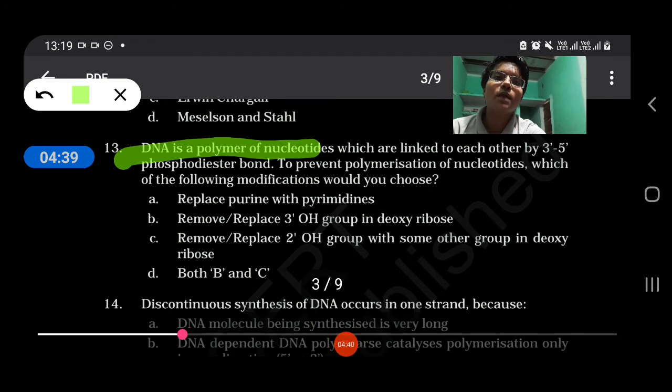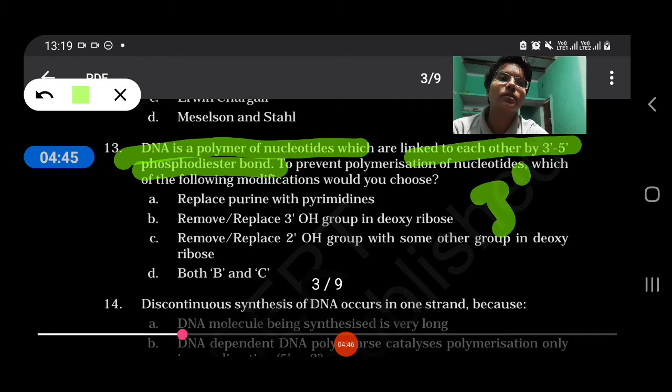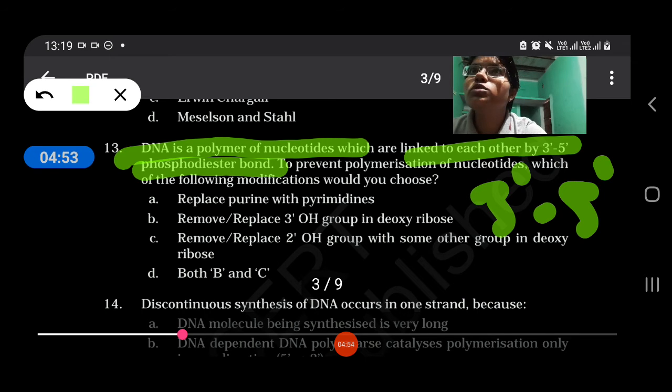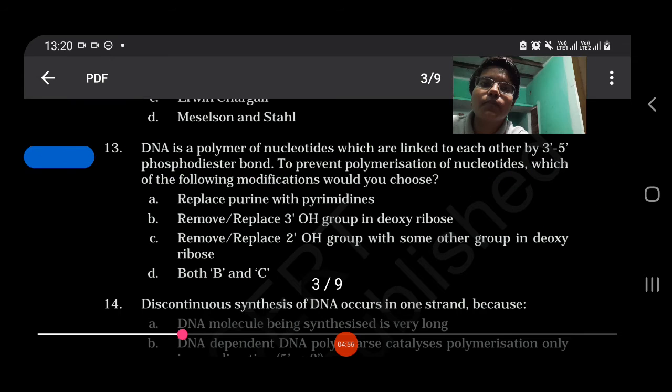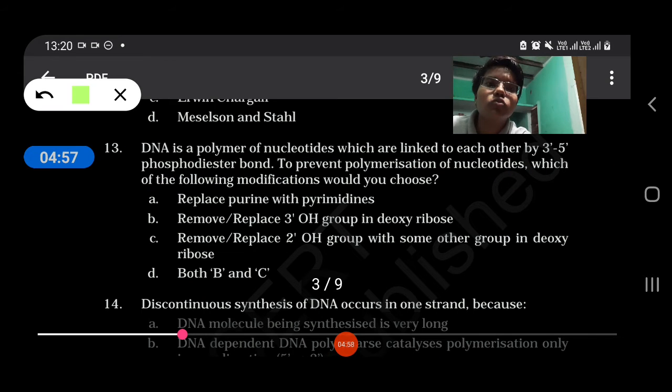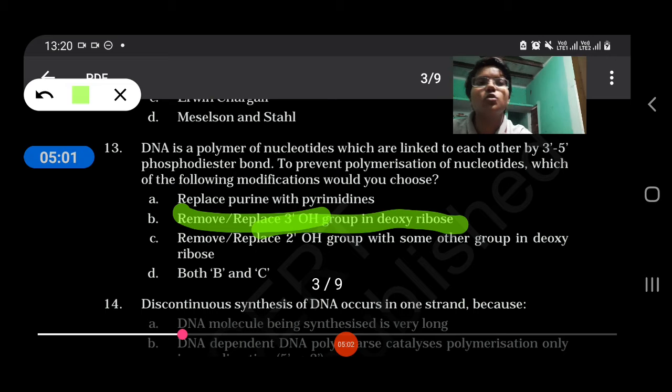DNA is a polymer of nucleotides which are linked to each other by 3' to 5' phosphodiester bonds. To prevent polymerization of nucleotides, which of the following modifications would you choose? So our answer goes to remove or replace the 3' OH group in deoxyribose. Okay.